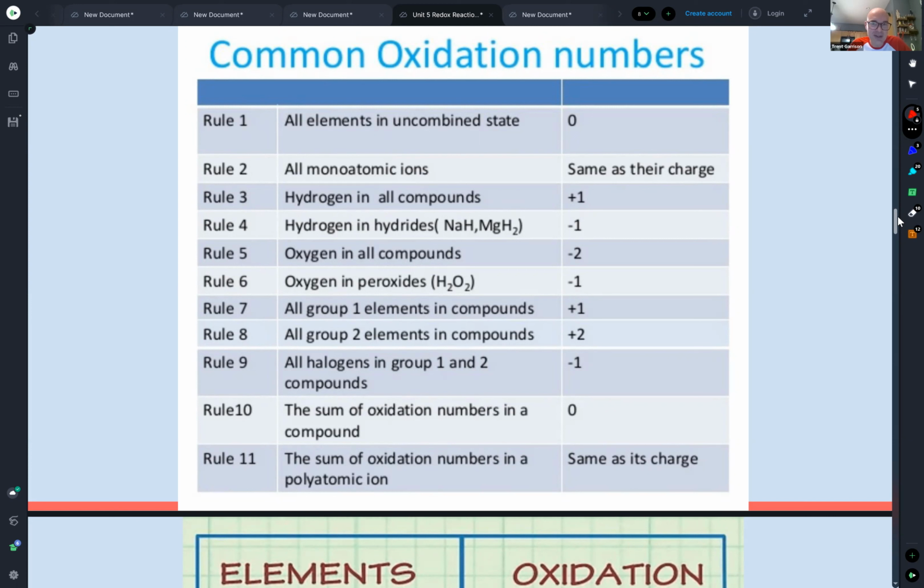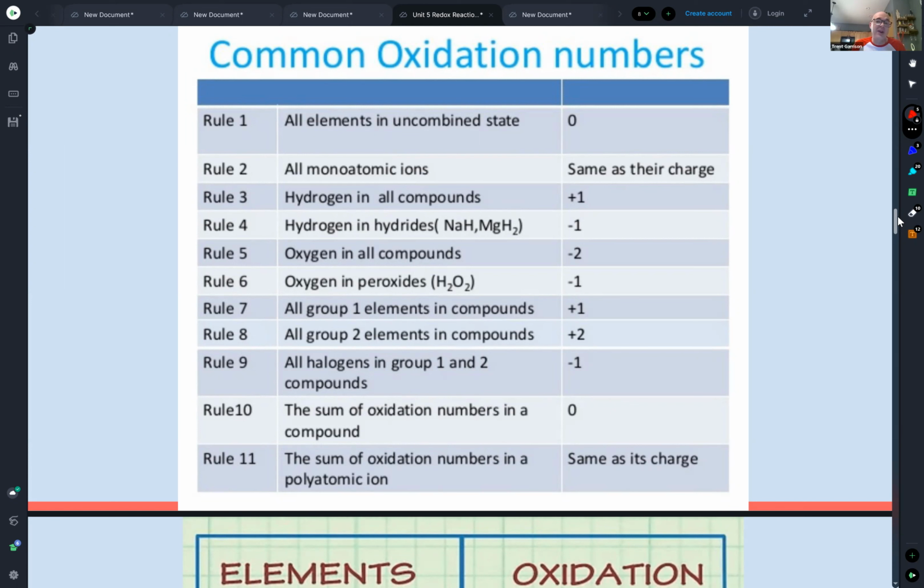If you're an element by yourself, you're not bonded with anybody, you're not exchanging electrons, then your charge is 0. That's rule number 1. That's simple. Rule number 2, if you are an ion that has a charge given to you, your charge is the charge that was given to you. So that also makes a lot of sense.